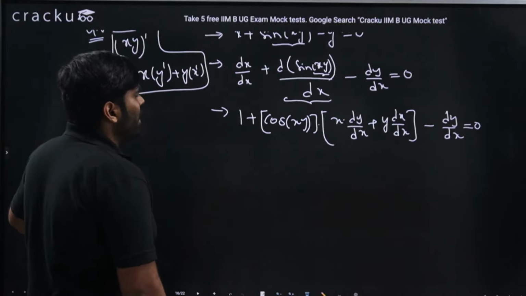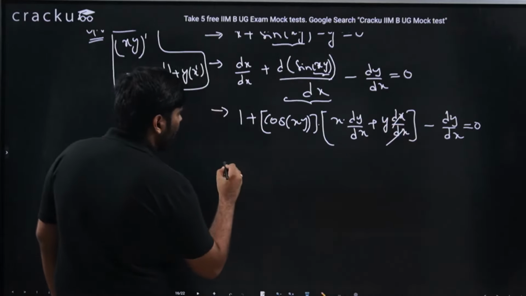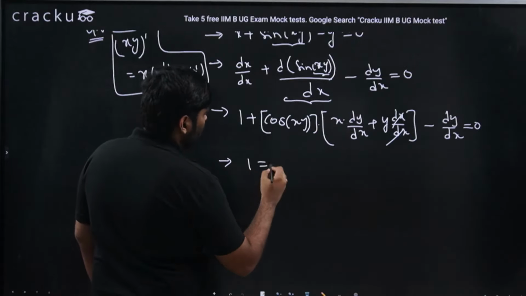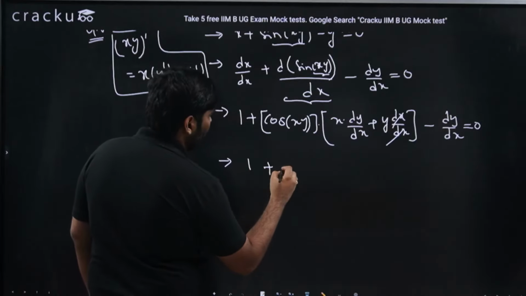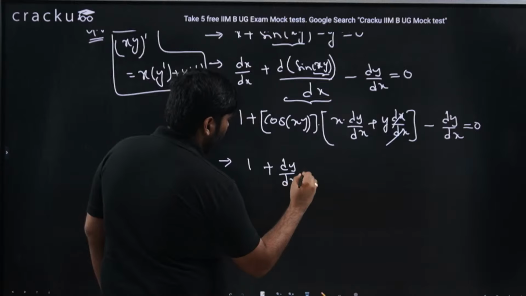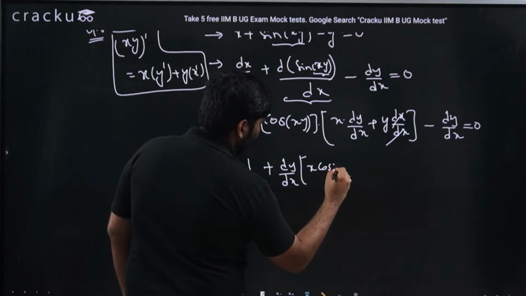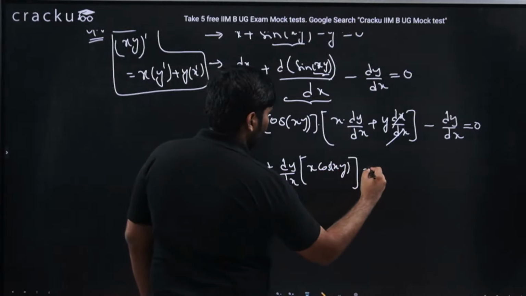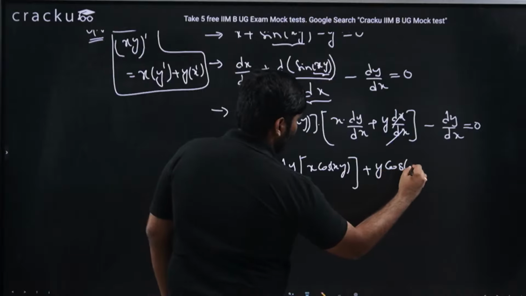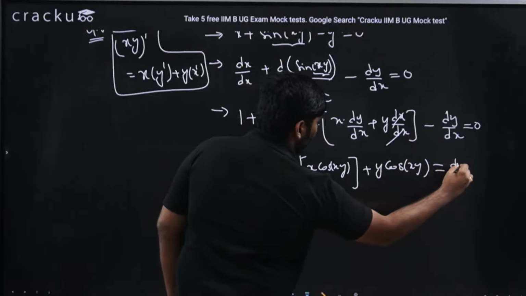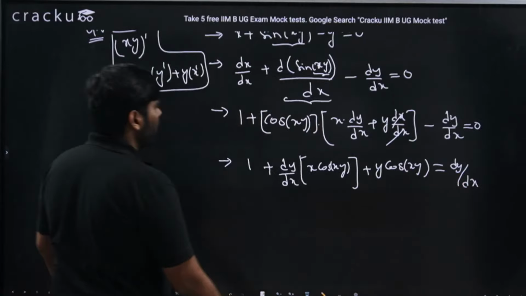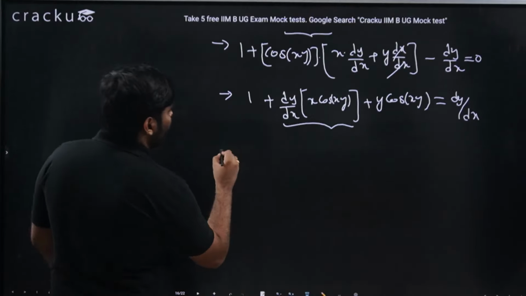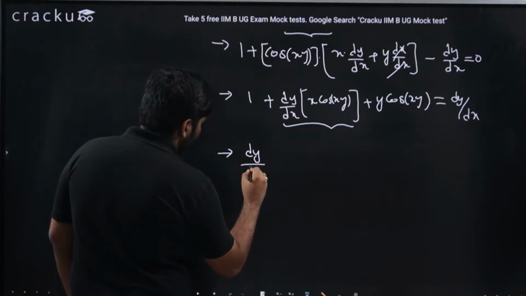So ultimately what we are getting? If I take 1 over here and dy by dx to that side, we get 1 plus dy by dx into, here I am getting x cos of xy plus y cos of xy is equal to dy by dx. Now I can take this particular term onto the right hand so that I could directly write dy by dx now. What is dy by dx now?